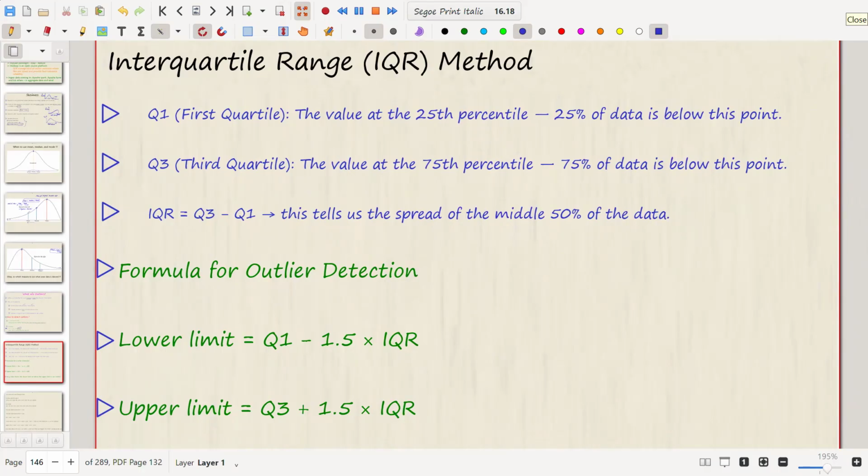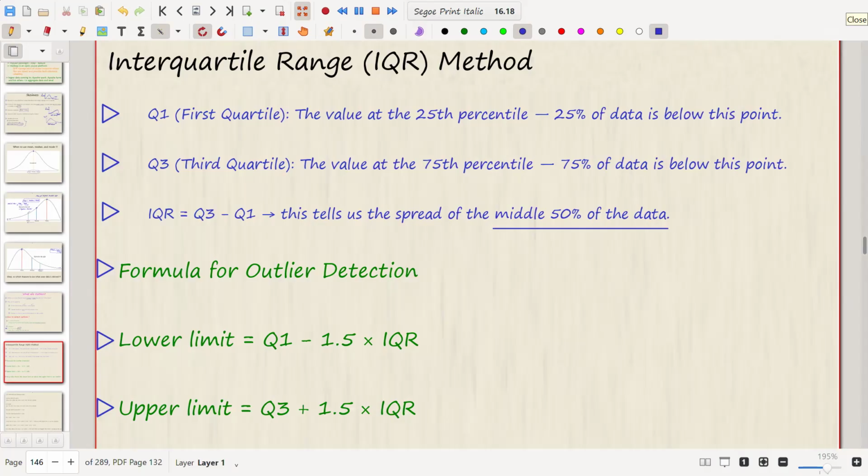That means 25% of data is below this point. Q3 is the 75th percentile, 75% of data is below this point. Then the interquartile range is the difference between them, that is Q3 minus Q1. This tells us about the spread in the middle 50% of the data.